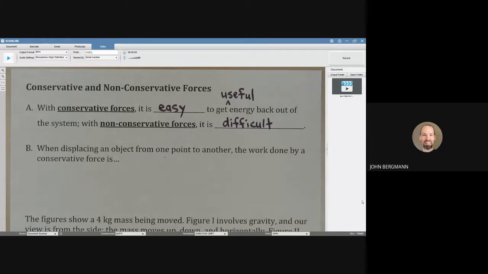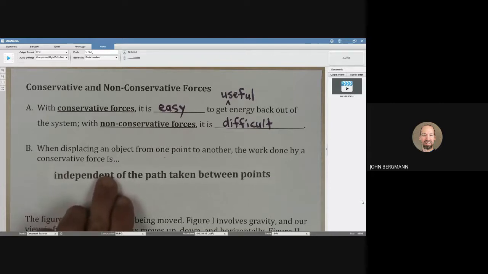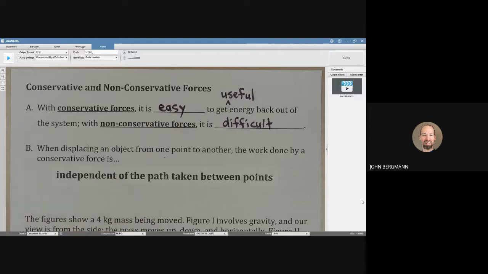Here we're going to talk about conservative and non-conservative forces. With so-called conservative forces, it's easy to get useful energy back out of the system. With non-conservative forces, it is difficult. When we displace an object from one point to another, the work done by a conservative force is independent of the path taken. It doesn't matter how you get between point A and point B. The amount of work done by the conservative force will be equal, no matter what path you take.